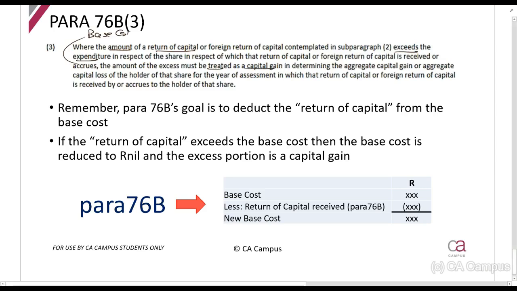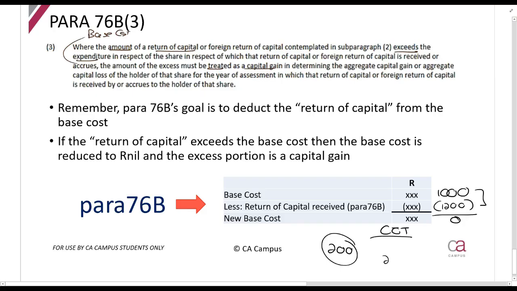Okay, so let's imagine your base cost is 1,000 rands, but the return of capital that you receive is 1,200 rands. It'll make your base cost null, and that excess of 200 rands, that will be capital gains tax, and that'll go into your CGT column.